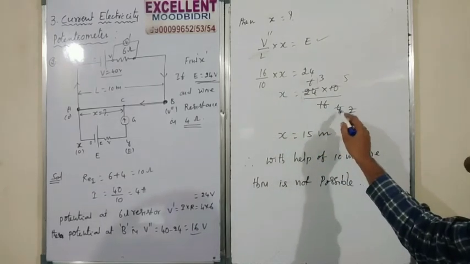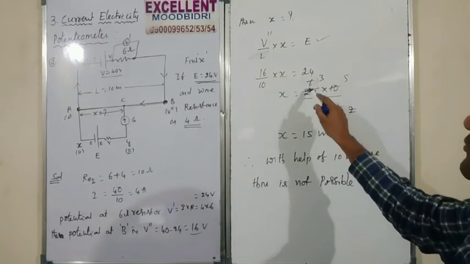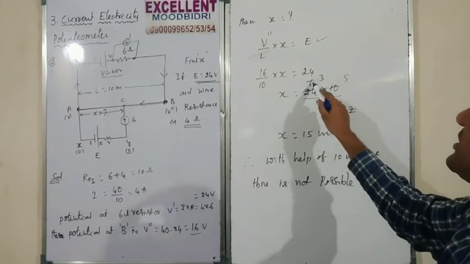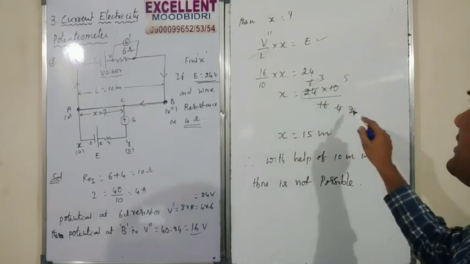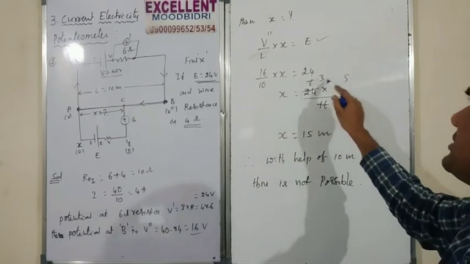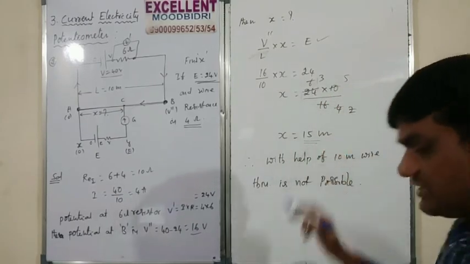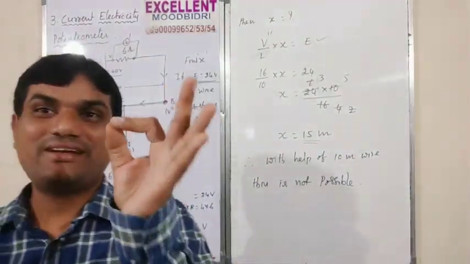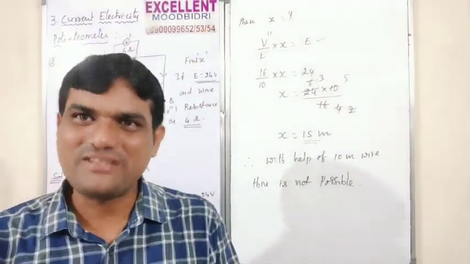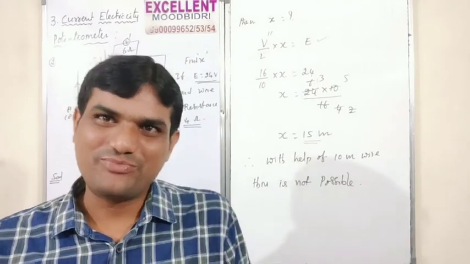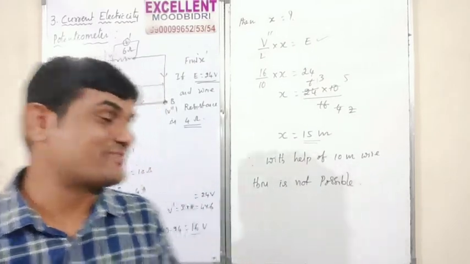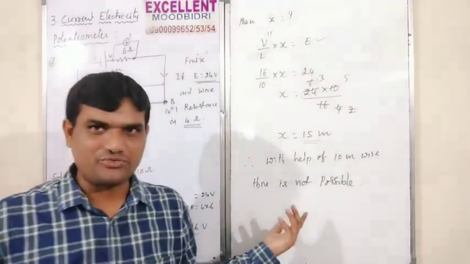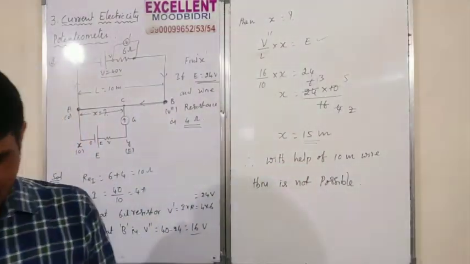So 4 4s are 16. Then 4 6s are 24, and 2 2s are 4 and 2 3s are 6. Okay, and 2 5s are 10. So 3 into 5, 15 meters. That means null point came from where? At 15 meters only. But wire is given how much? 10 meters. Is it possible? Not possible. That is why the answer is what? With the help of 10 meter wire, this is not possible. That is the answer. Right? Okay.